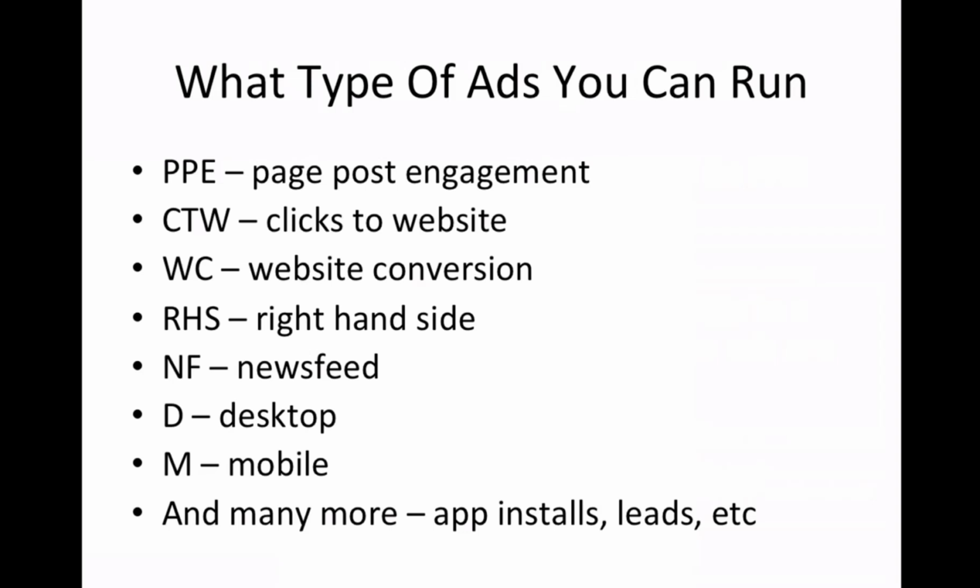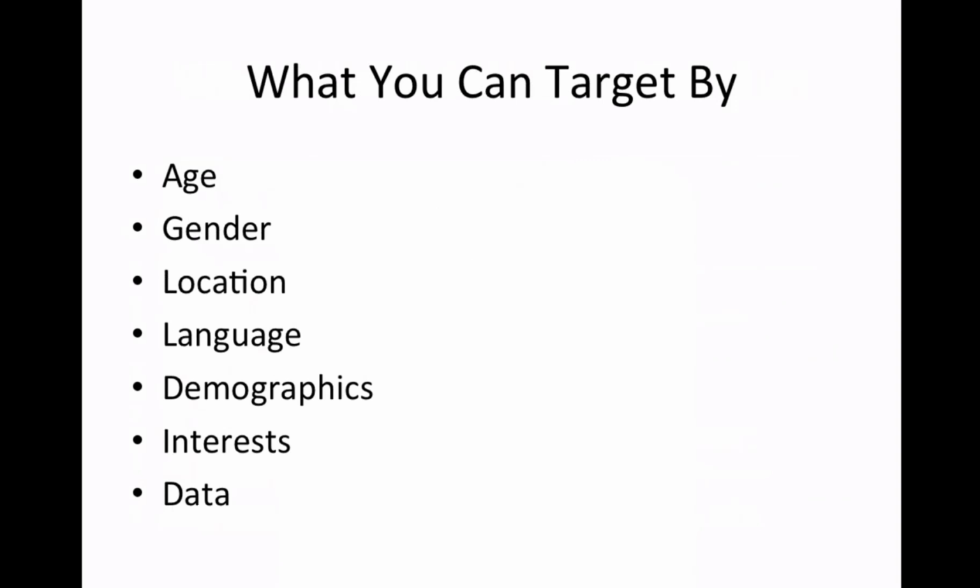You do need to have a little bit of vocabulary because as we go through and as you run more stuff, I'm going to start using all these acronyms and skip the longhand, okay? So what can you target by? Well, you can target by gender because I already showed you the horse. This girl loves horses. You can target by age, gender, location, language, demographic, interests, data.